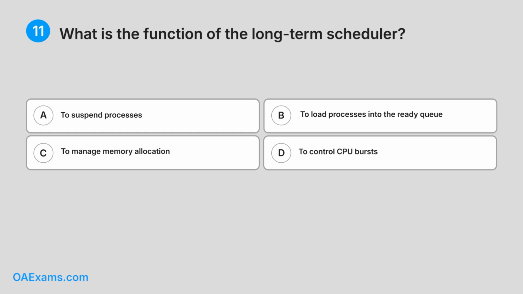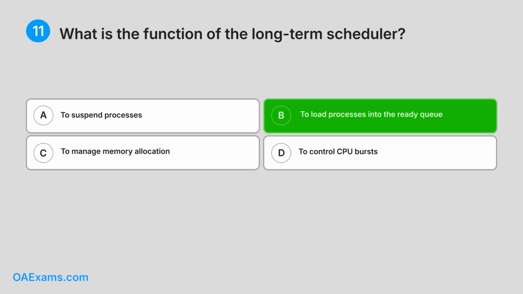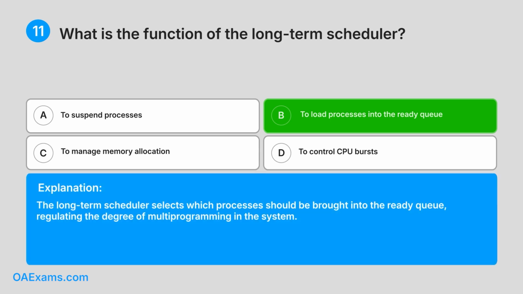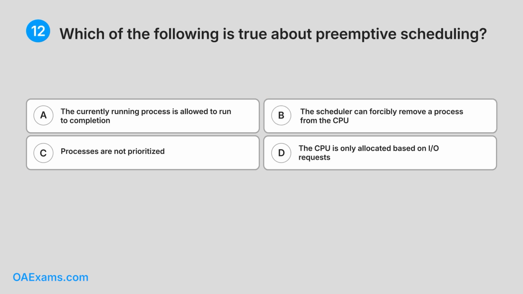Correct answer: B. To load processes into the ready queue. Explanation: the long-term scheduler selects which processes should be brought into the ready queue, regulating the degree of multi-programming in the system. 12. Which of the following is true about preemptive scheduling?